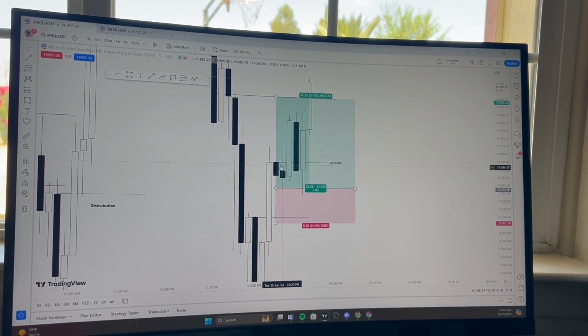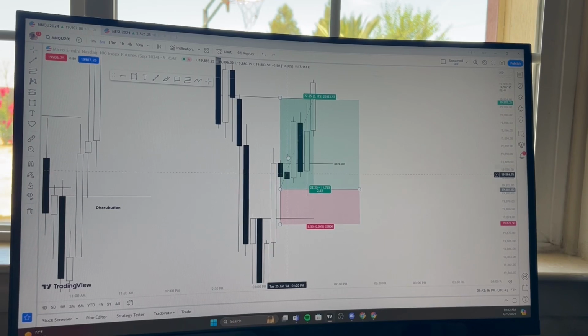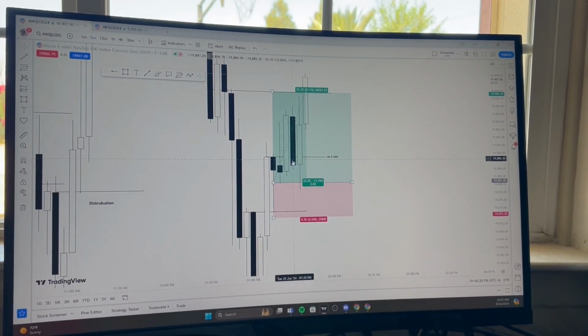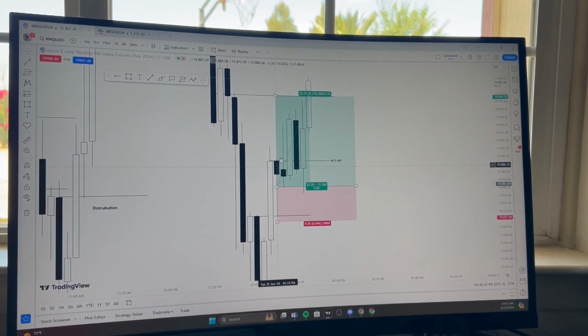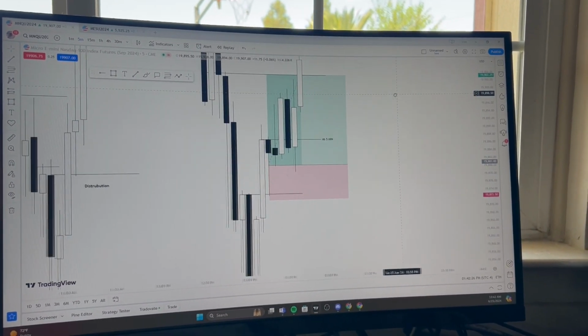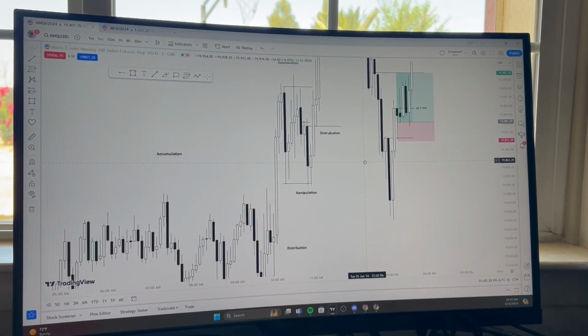So right here, we had this high. We failed to close above. So I'm like, I'm gonna put stop loss at break even until we close above this, which we did, then I got stopped out break even. But yeah, that's pretty much the recap for today.